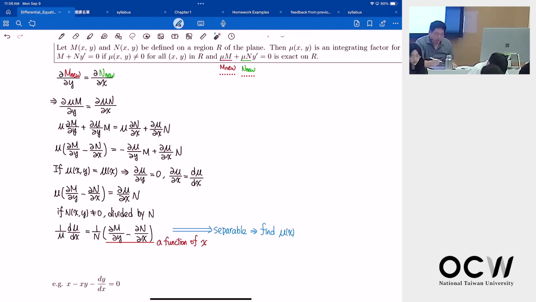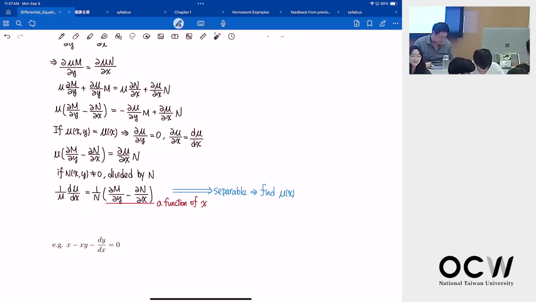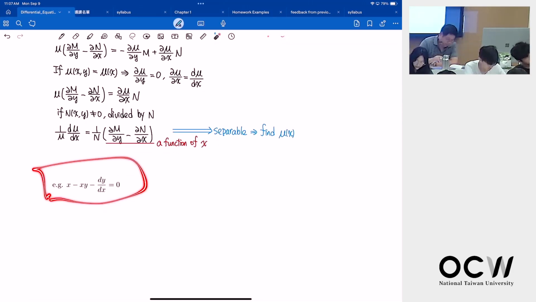Then of course you may ask, okay, then how about mu? If I say the mu is just a function of y, do the same thing, then here there will be a function of y. Okay. We will do this example, then you will know how to use the integrating factor to find a solution. Any questions so far?